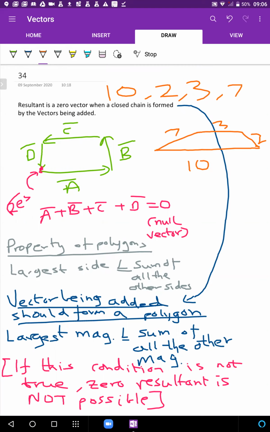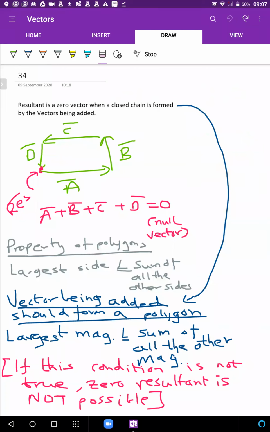You may have seen this for a triangle. Triangle का भी ये property होता है, largest side is less than sum of the other sides. ये triangle का property होता है. You can also see that to be in a way true for a polygon. Okay, so पॉलीगन का अब ये प्रॉपर्टी है.